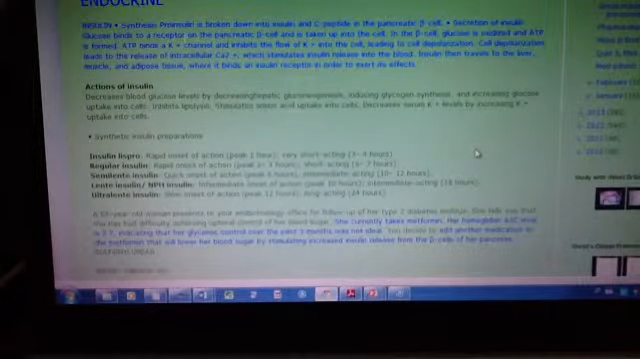So the actions of insulin: it decreases blood glucose levels by decreasing hepatic gluconeogenesis, increasing glycogen synthesis, and increasing glucose uptake into cells. It inhibits lipolysis, stimulates amino acid uptake into cells, and decreases serum potassium levels by increasing potassium uptake into cells.